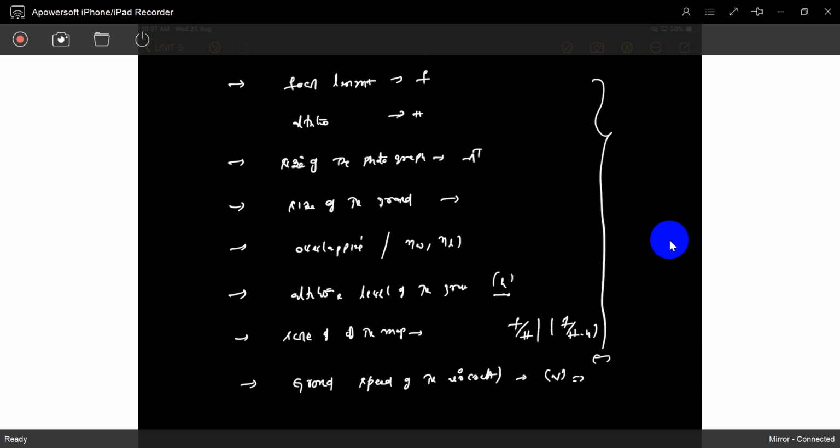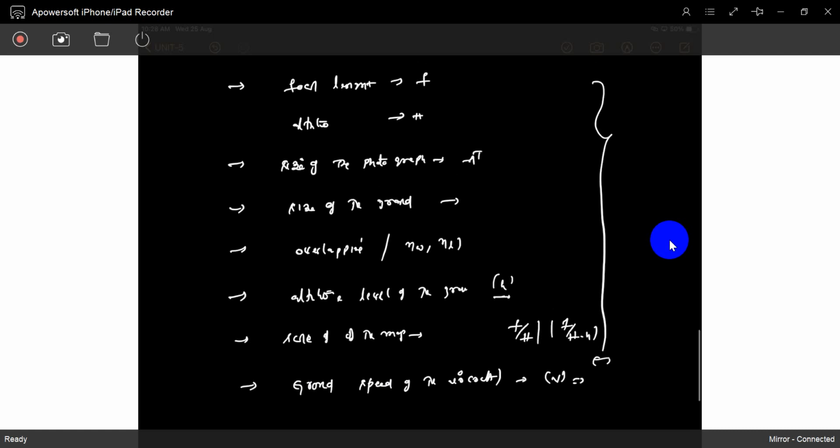you know the altitude level, the scale of the map, ground dimensions and photogrammetric dimensions, so you can easily find out how many photographs are required to cover the total area. If you know how many photographs are required, fix it, the number of required photographs.